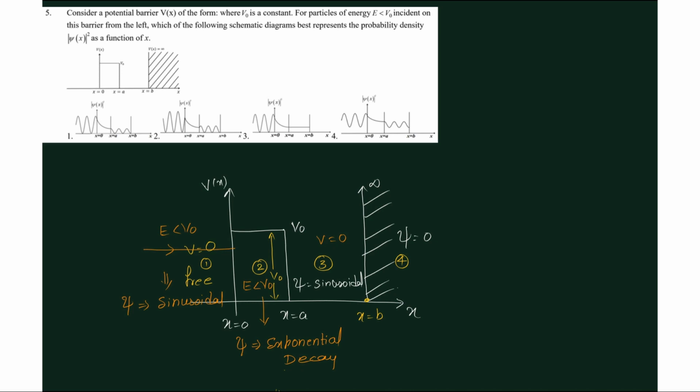See, first region sinusoidal, next third region sinusoidal. In between 0 to A, we have the exponential decay. If you observe carefully, this seems to be exponential decay, and this also seems to be exponential decay. Now carefully observe this point here. Here we have some sudden change or sharp edge, and here a smooth change. So this is not valid, and the first one is the valid wave function, I mean probability distribution.